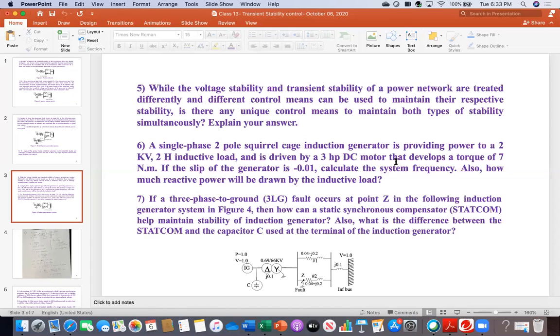Hello, Dr. Ali. Yes, I got the same result. Frequency 50.38 and Q value 6.32 kilovar. Okay. Very good.